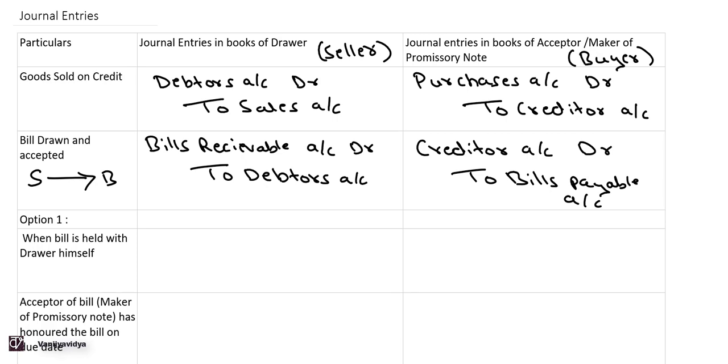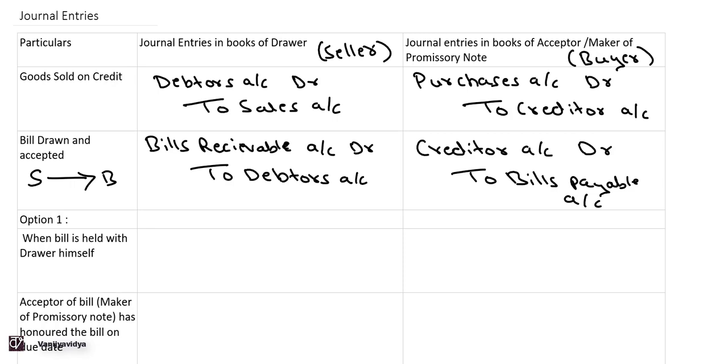In case of drawer, we have credited the debtors account. So the balance in the debtors account has reduced, so that now it has been transferred to your bills receivable account. So this is a new asset which is created in the books of drawer, wherein now the amount is transferred from your debtors to bills receivable. Now in the debtors account, the balance will reduce and it will be increased in the bills receivable account.